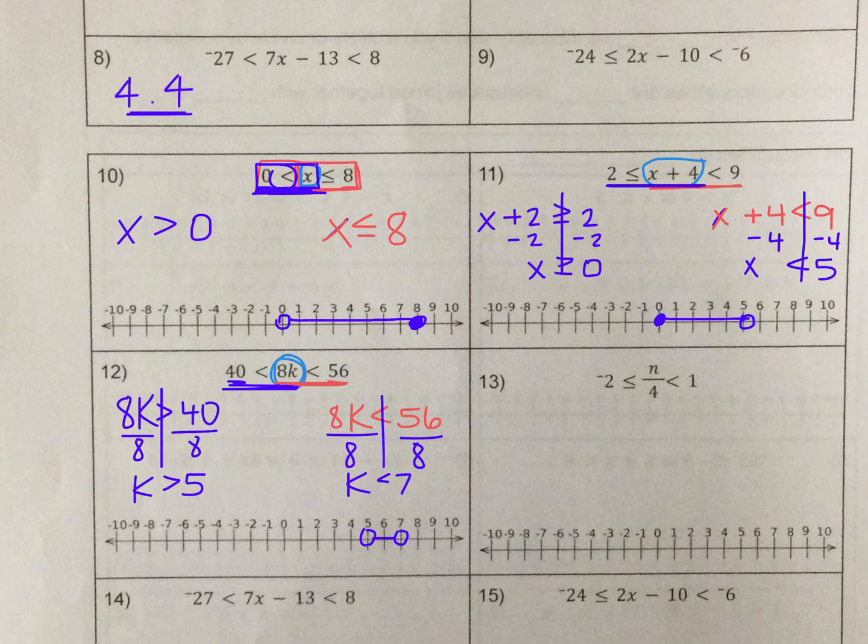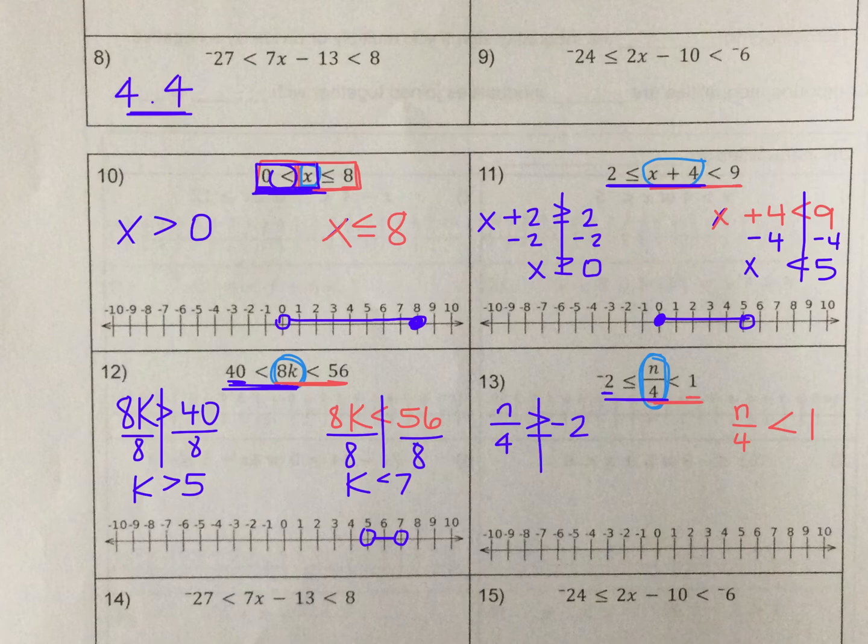Let's look at number 13. The first problem, the answer is going to be -2. The second problem, the answer is going to be 1. What they share is n divided by 4. So everybody's going to get an n divided by 4. The second problem looks exactly the same. I'm going to copy the inequality. This first problem is written backwards, so I have to flip my inequality.